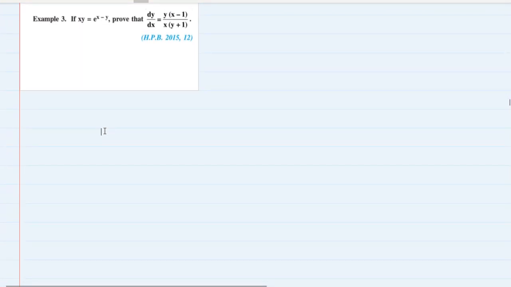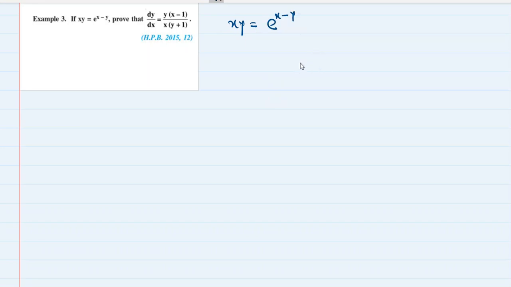If xy is equal to e raised to x minus y, prove that dy by dx is equal to y bracket x minus 1 upon x bracket y minus 1. Nice question. So we have xy is equal to e raised to x minus y.